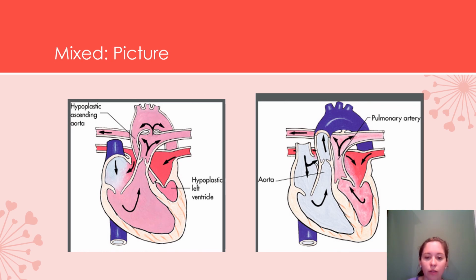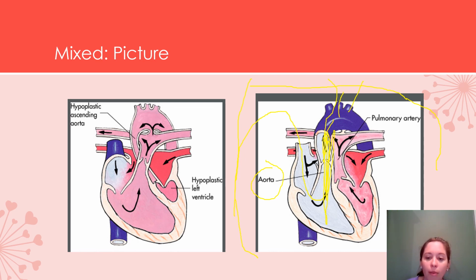If you look at the right hand picture, this is a picture of transposition of the great vessels. You can see the aorta is connected to the right ventricle, okay? So blood is coming up through the right side of the heart, coming in from the body, going up into what's supposed to be the lungs, but instead is going into the aorta and going out into the body. So these patients are blue because they are not getting any oxygen at all. So it's really, really easy to diagnose directly after the baby is born.